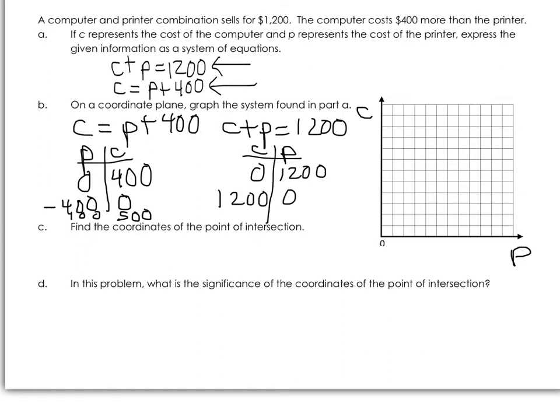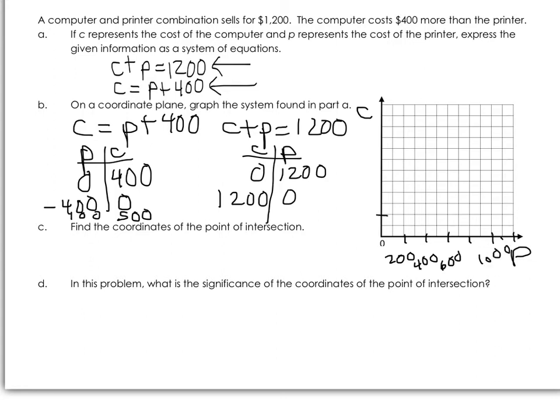So let's plot these points. We know that we need for our C and our P values to go up to at least 1200. Let's count how many blocks there are. 1, 2, 3, 4, 5, 6, 7, 8, 9, 10, 11, 12. There's 12 blocks, so we could let each block represent 100. So that puts us at 200, 400, 600, 800, 1,000, 1,200.